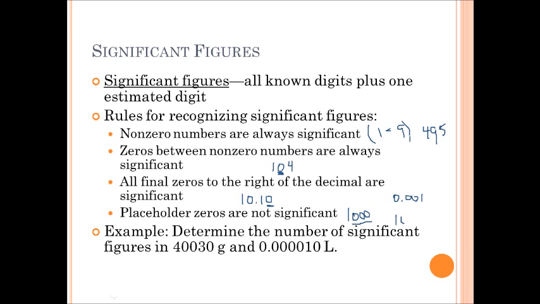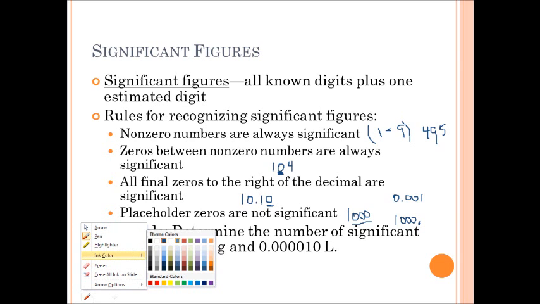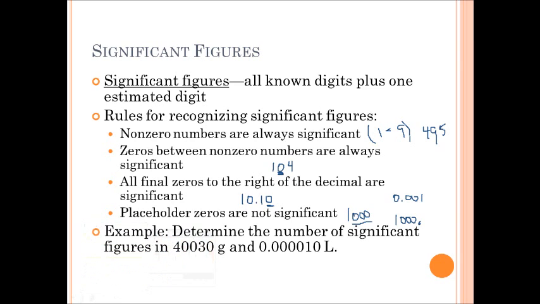Now, the only tricky thing that happens is if we have a decimal at the end of a large number. What this means is, let me change my color real quick, that if we have 1,000 here with a decimal here, that changes it from one significant figure, as shown here, to 4 significant figures. I don't know why they devised this, but that's just how the rules work.